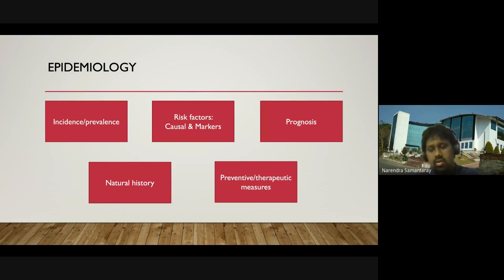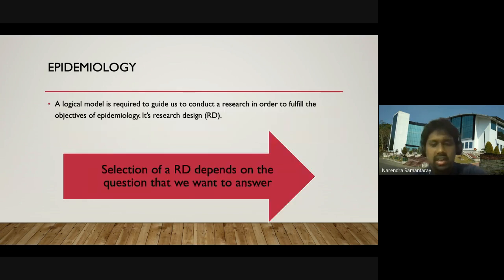So for satisfying all these objectives, for research design, we need to follow a very systematic inquiry. A logical model is required to guide us to conduct research in order to fulfill the objectives of epidemiology, and that's research design. A logical model is required because a very systematic inquiry has to be done to fulfill the objectives that we put, and how that has to progress. That is a research design.